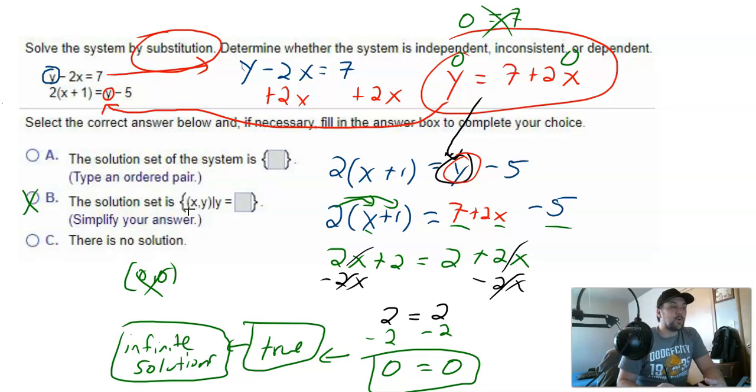And so the way this is worded is, the solution set is any x comma y, any ordered pair, such that, so the vertical bar is read, it's interpreted, translated to such that y is equal to, and then you type in your equation here. In this case, our equation when it's solved for y is 7 plus 2x.